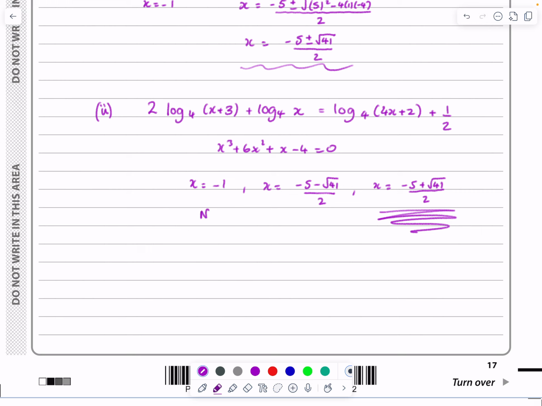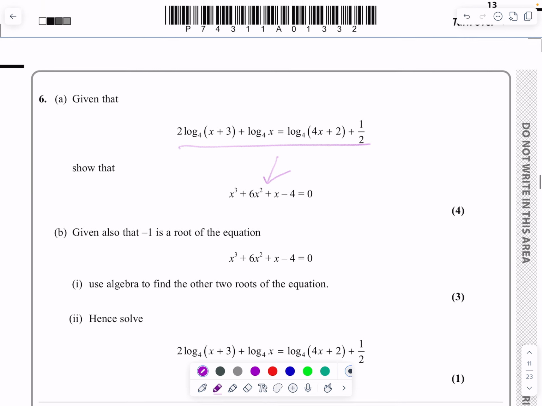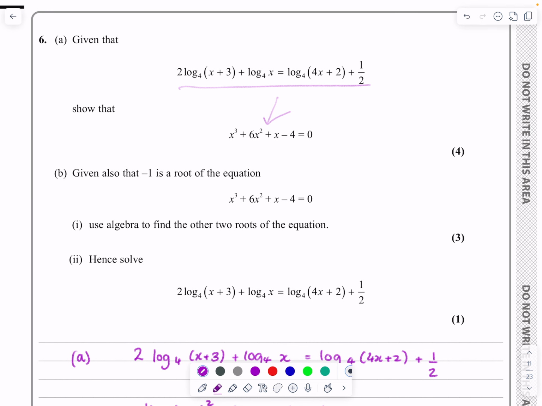So just make that nice and clear. Discount the other two, just to make it clear to the examiner what I'm doing for that last part. So yeah, that's question number 6 all finished. Hopefully that all makes sense to everybody.